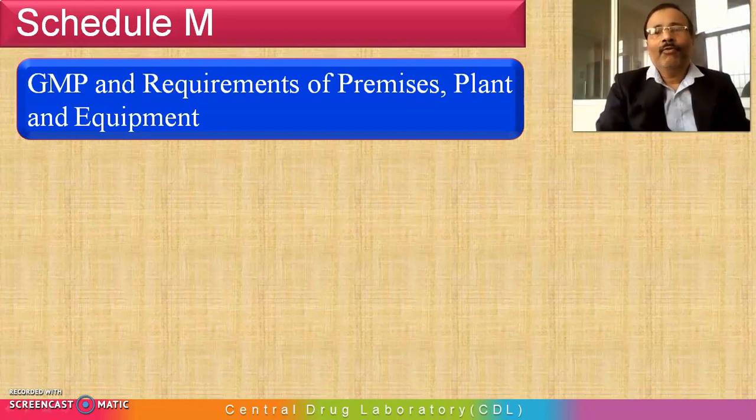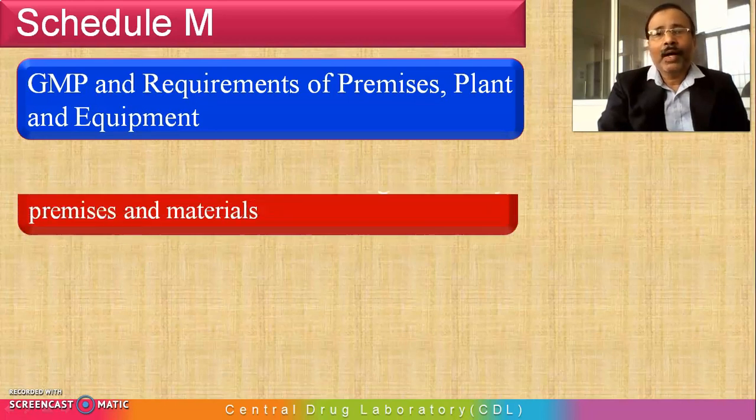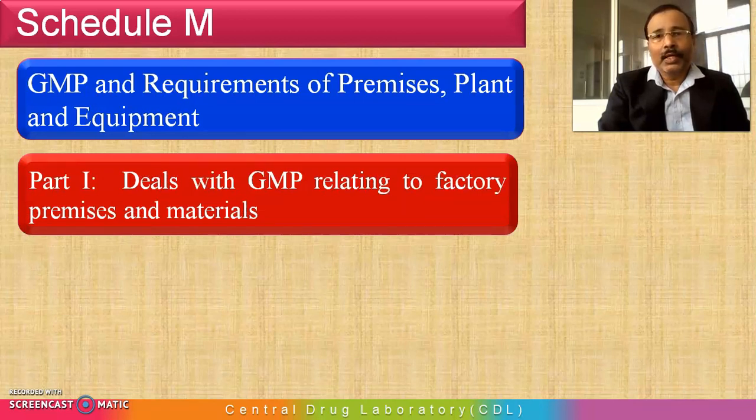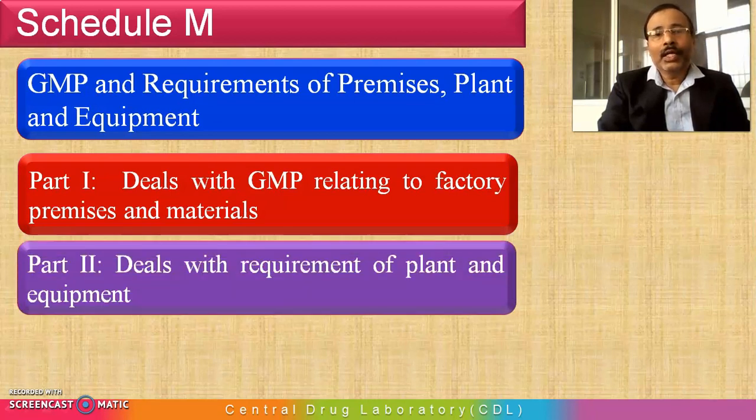Now the quality of formulation is the whole and soul role of a manufacturer, right? He has to ensure the production of the desired quality formulation and its stability, so that it reaches the consumer across the retailing counter. Schedule M is covered under Rule 71, 74, 76 and 78. It is divided into two parts. Part 1 deals with GMP relating to factory premises and material, and part 2 deals with the requirements of plant and equipment.